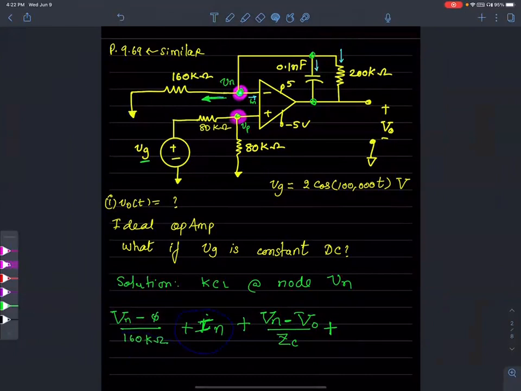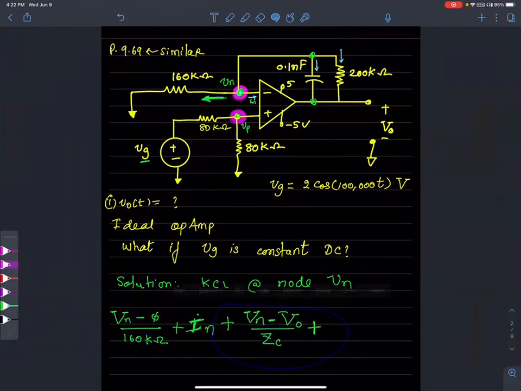So we have taken into account three branches. One going to the left, one going into the op-amp, IN. The 200K ohm, the current through the far right 200 kilo ohm resistance, correct, thank you. So what would that be? Vn minus V naught divided by 200K. 200K, thank you.